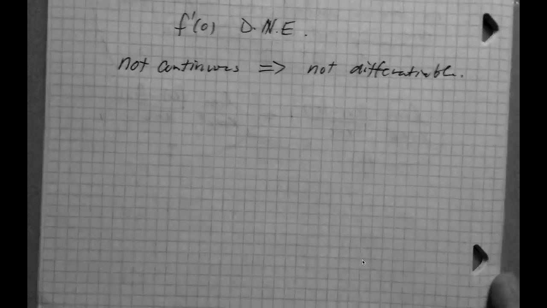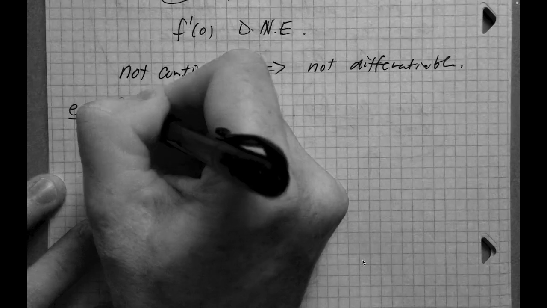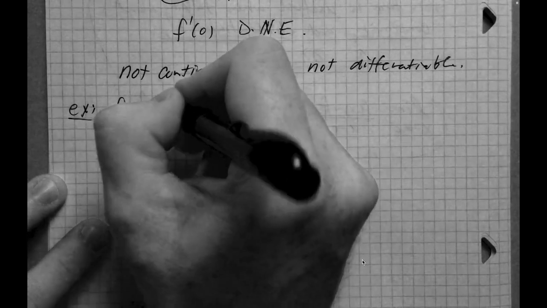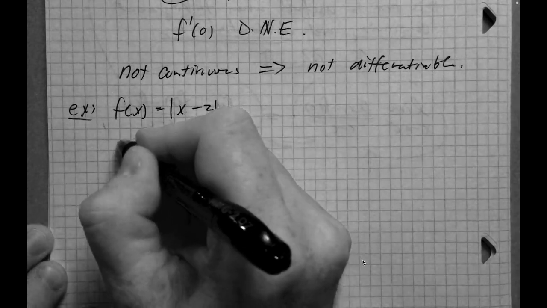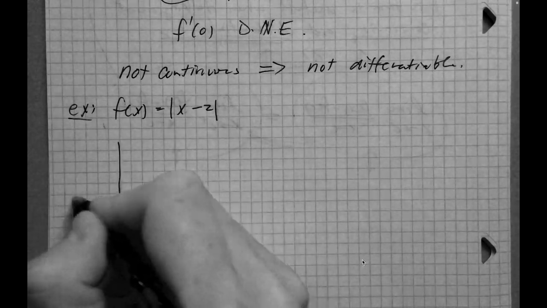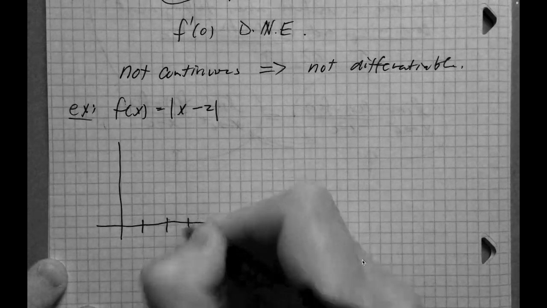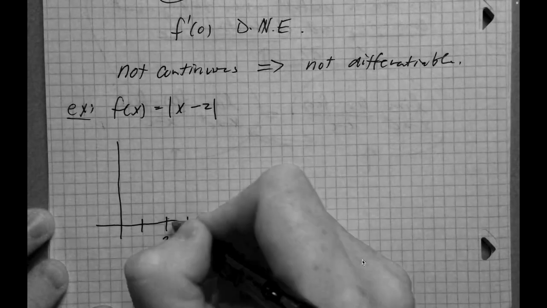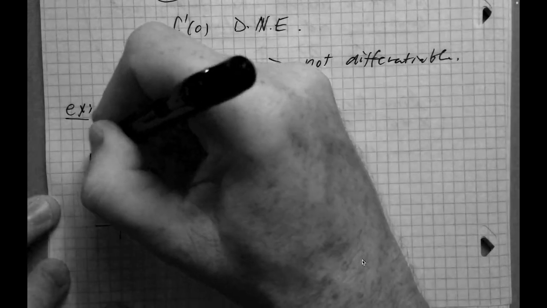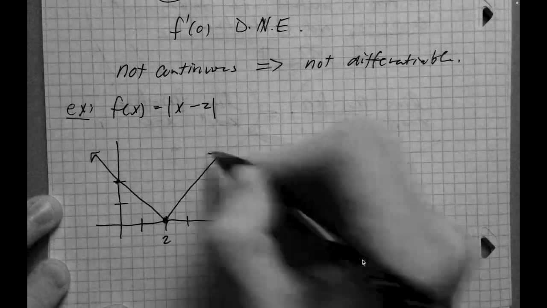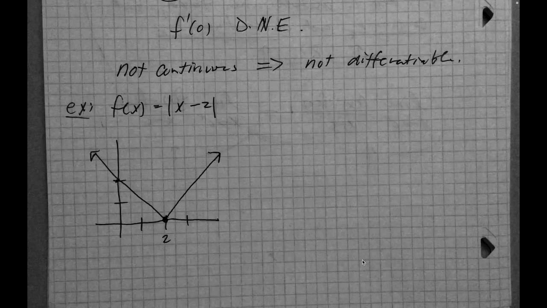And the function that we'll use here is f of x equals the absolute value of x minus 2. Right, so remembering what this looks like. So here's 1, here's 2, 3. Okay, so what this does is it comes down here and it goes like this. Okay, so this is the absolute value function, right?